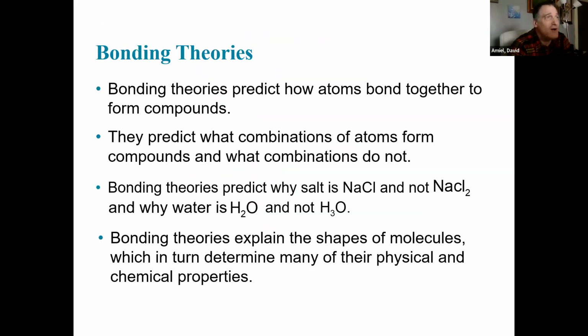Bonding theories predict how atoms bond together. They predict what combinations of atoms and compounds can exist and which ones do not. We did this on week 1. How does sodium combine with sulfur? Remember that? You write the positive charge on the sodium. You write the charge as if it was an ion. And look at chlorine. Chlorine has a negative charge as an ion.